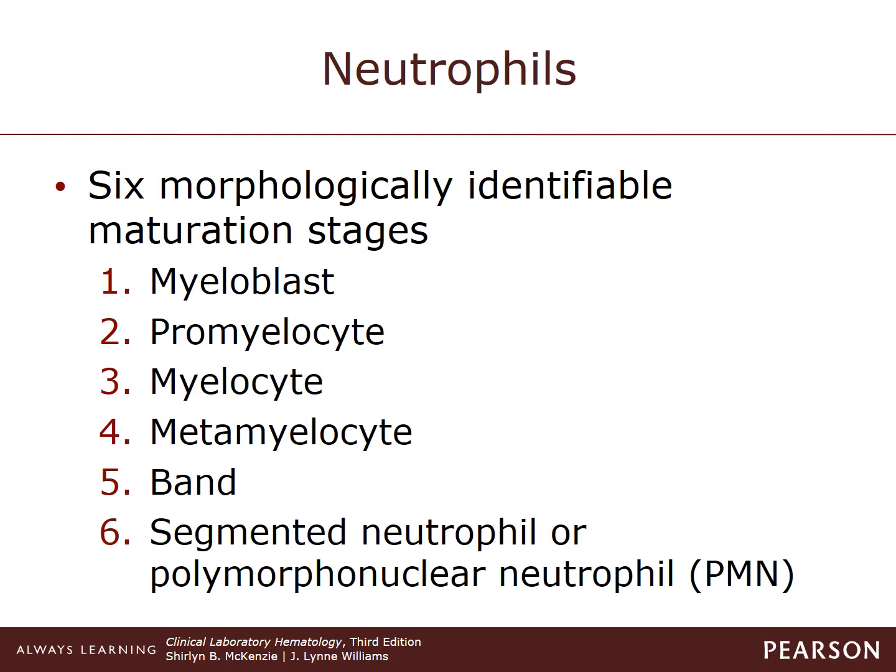There are 6 stages of identifiable maturation in a neutrophil: the myeloblast, promyelocyte, myelocyte, metamyelocyte, band, and segmented neutrophil, or polymorphonuclear neutrophil. The first 3 stages are hard to distinguish between a neutrophil, eosinophil, and basophil.